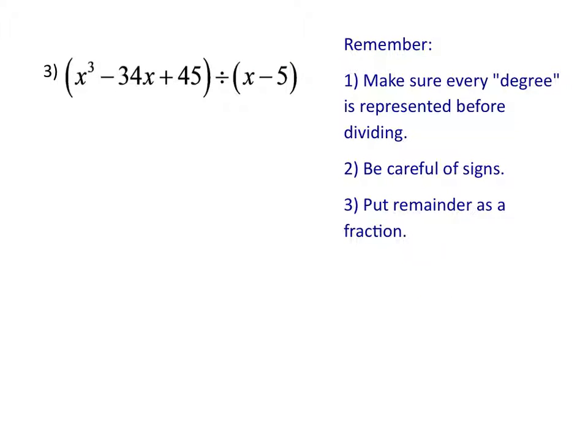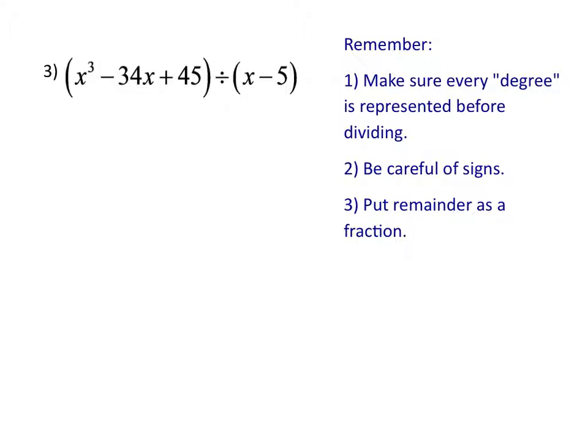Okay, let's take one last look at an example. A couple things to remember here: number 1, make sure every degree is represented before dividing. What does degree mean again? And then number 2, be careful of signs, so looking for double negatives, making sure we're subtracting correctly. And then number 3 is put the remainder as a fraction if necessary. So let's take a look here.